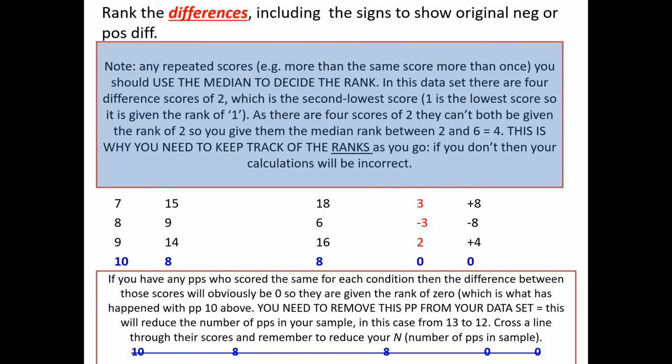So you remove them from your data set, but you must remember to reduce the number of participants in your sample. So I had 13 participants in my original sample. I must now reduce my N number to 12. I have 12 participants in the sample because participant number 10 is very awkward and has scored the same in both conditions. I have to zap them out of my set. So cross a line through their scores and remember to reduce your N number.